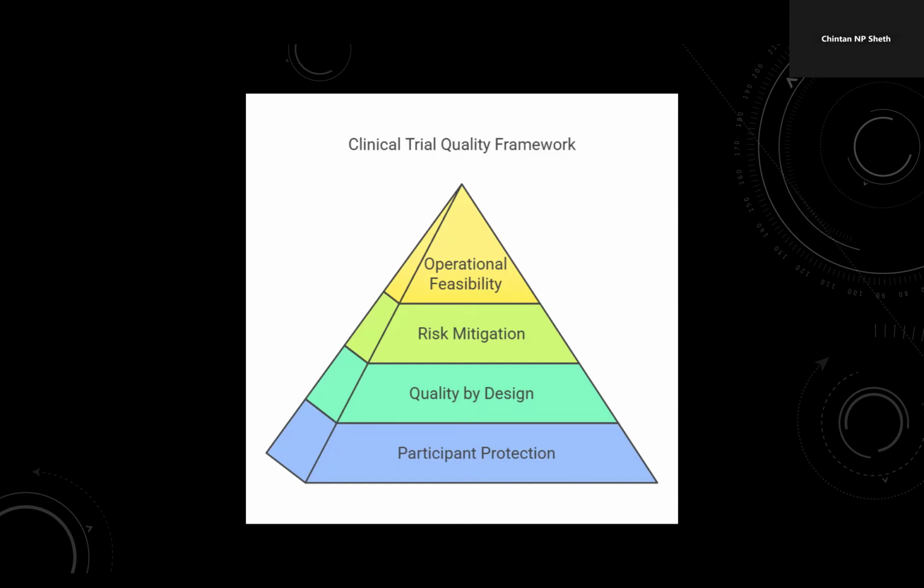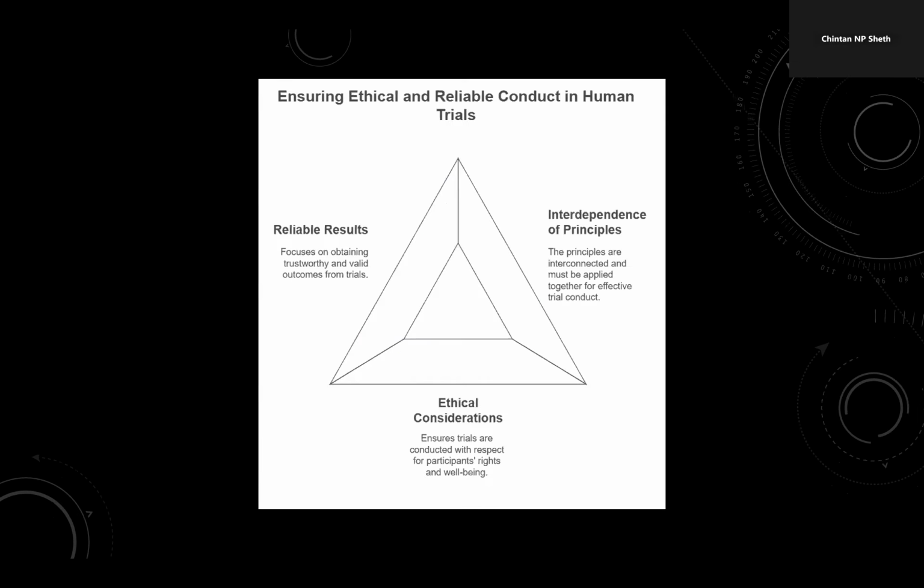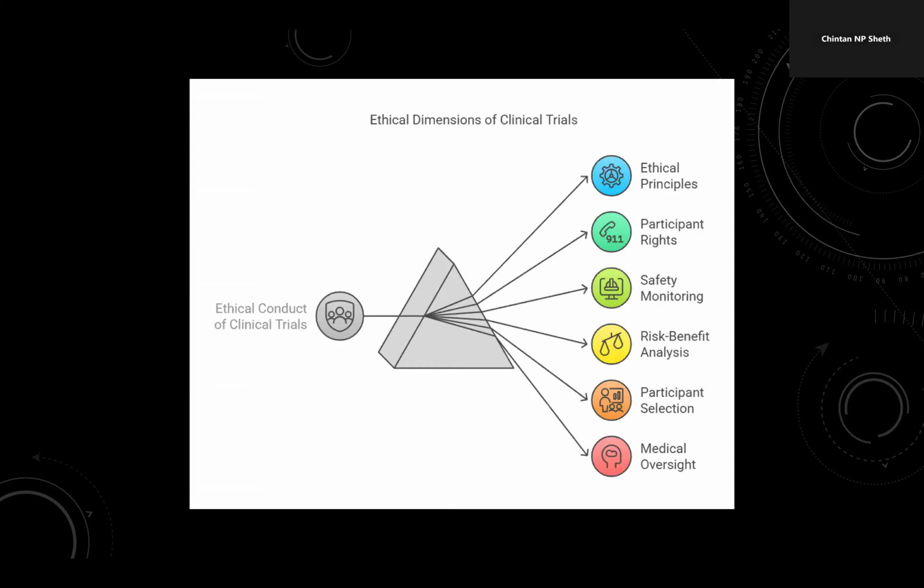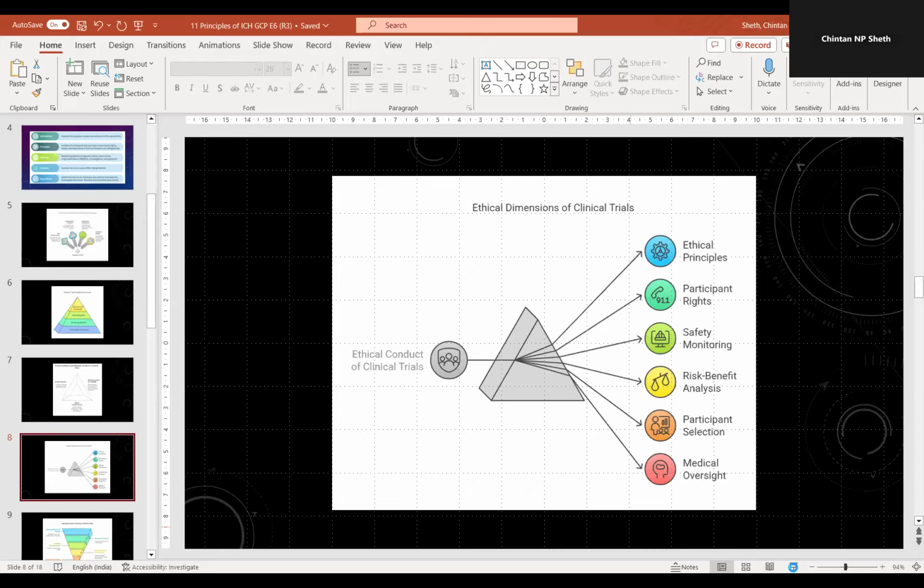And that brings us to the first principle of clinical trials as per ICH GCP E6 R3. That is ensuring the ethical aspect of clinical trials.